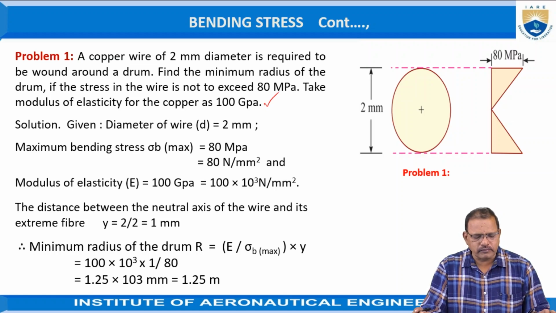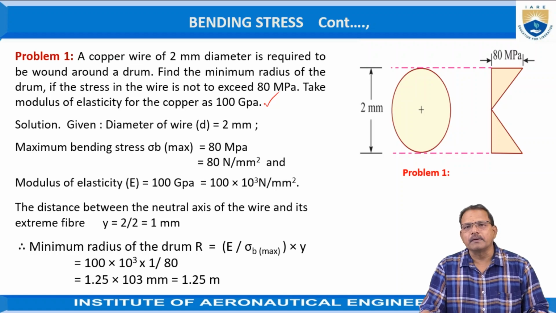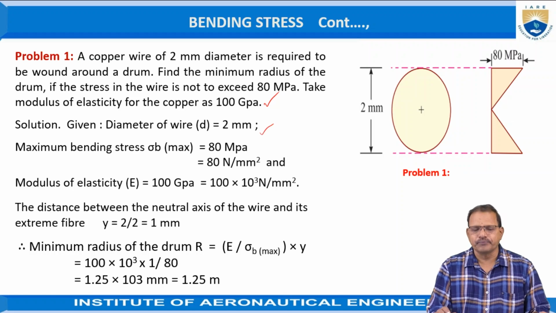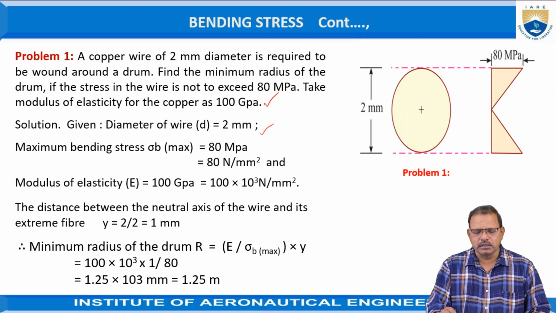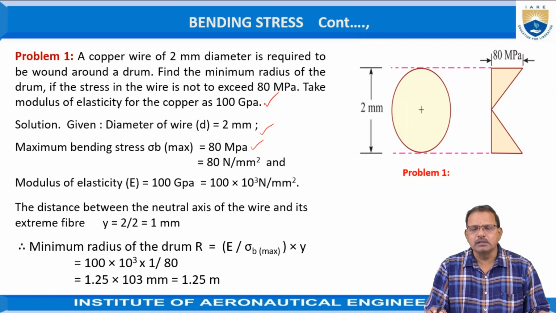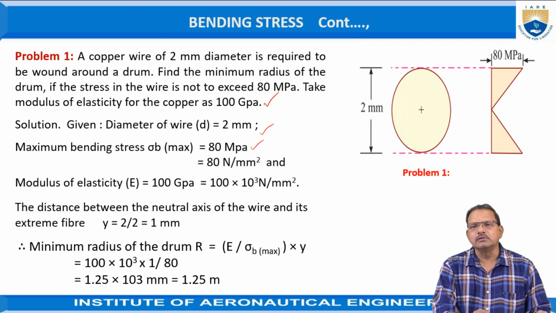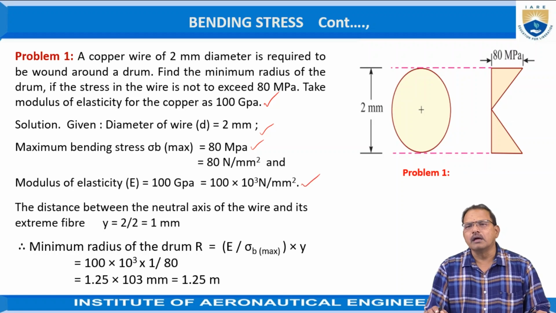The given data in the problem: the diameter of the wire is given as 2 mm. The maximum bending stress sigma B is equal to 80 megapascal, which can be written as 80 Newton per mm square. The modulus of elasticity is equal to 100 gigapascal, which is equal to 100 into 10 to the power of 3 Newton per mm square.